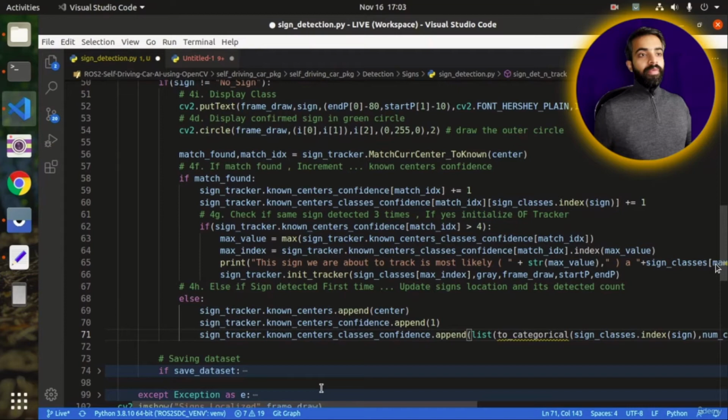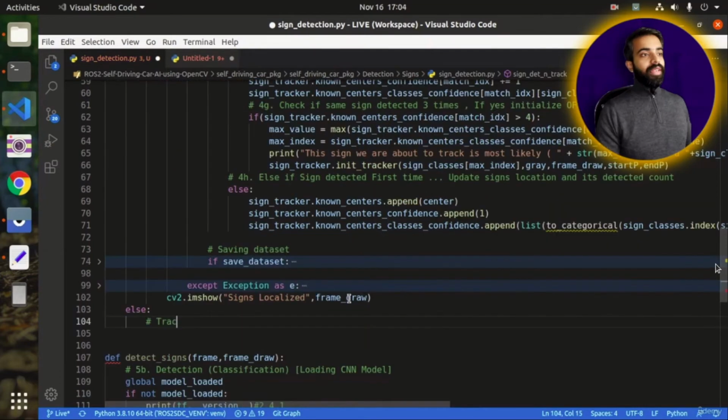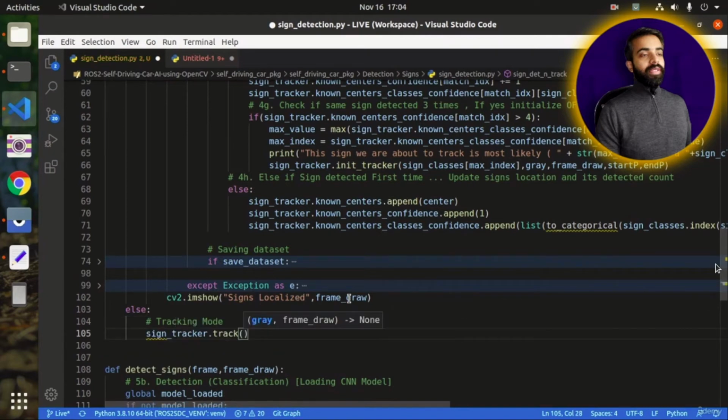Now, once you have done the detection mode, we can proceed to the case when the sign tracker has been initialized to tracking. So after we have shown this, let's address the case of else, where the sign tracker has entered the tracking mode. So let's write here, in the tracking mode. Inside the tracking mode, we need to call our object and simply call the function track. The track function takes in 2 arguments: gray, the current image, and the frame to draw those track points. Once you have done this, all that is left for us to do is simply display the track class.